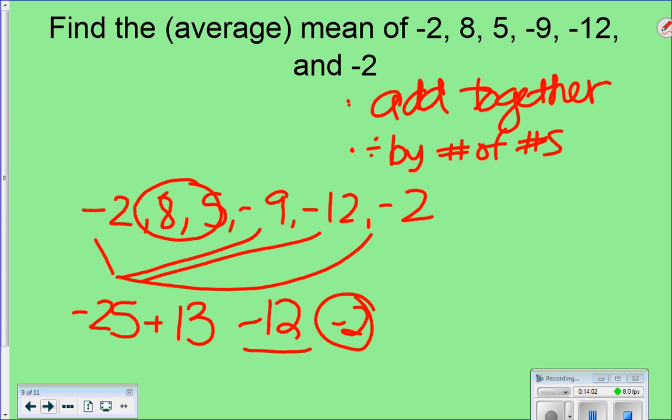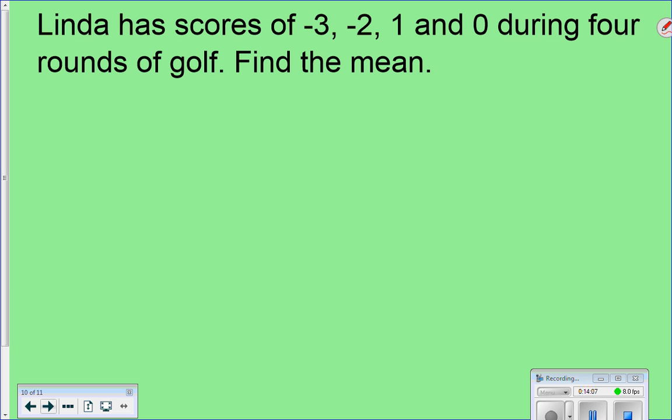Okay, now one thing I want to show you before we are done here. I'm going to just show you another average problem, but I'm not going to do it. I'm just going to show you something. You got 4 minutes. Okay, so she has scores. She went golfing, and she has scores of negative 3, negative 2, 1, and 0. And this is during 4 rounds of golf. To find her average, what am I going to do? Add them all together, right? How many numbers do I have up there?